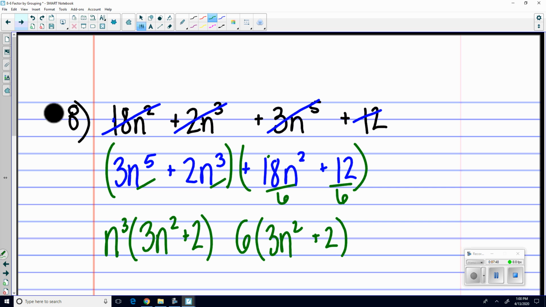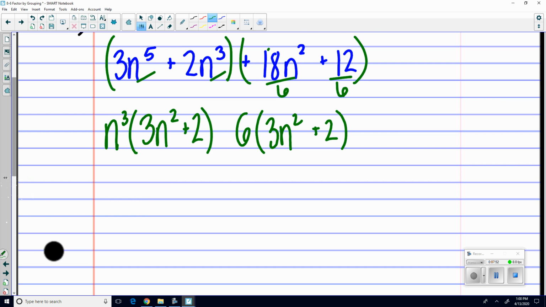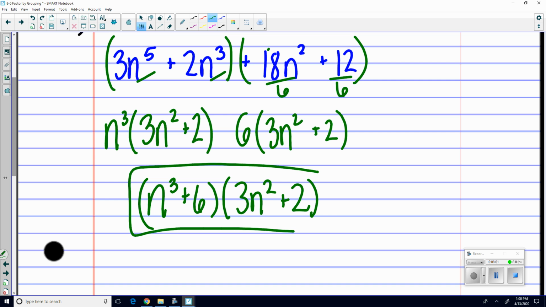Hey, they match. That's great news. I'm going to write my 2 binomials. So I have n cubed plus 6, and 3n squared plus 2. That is how you factor by grouping. So again, they're going to give it to us 4 terms today. You should put it in standard form or decreasing order and pull out the greatest common monomial factors, getting those parentheses to equal the same thing, and then rewrite as a pair of binomials.